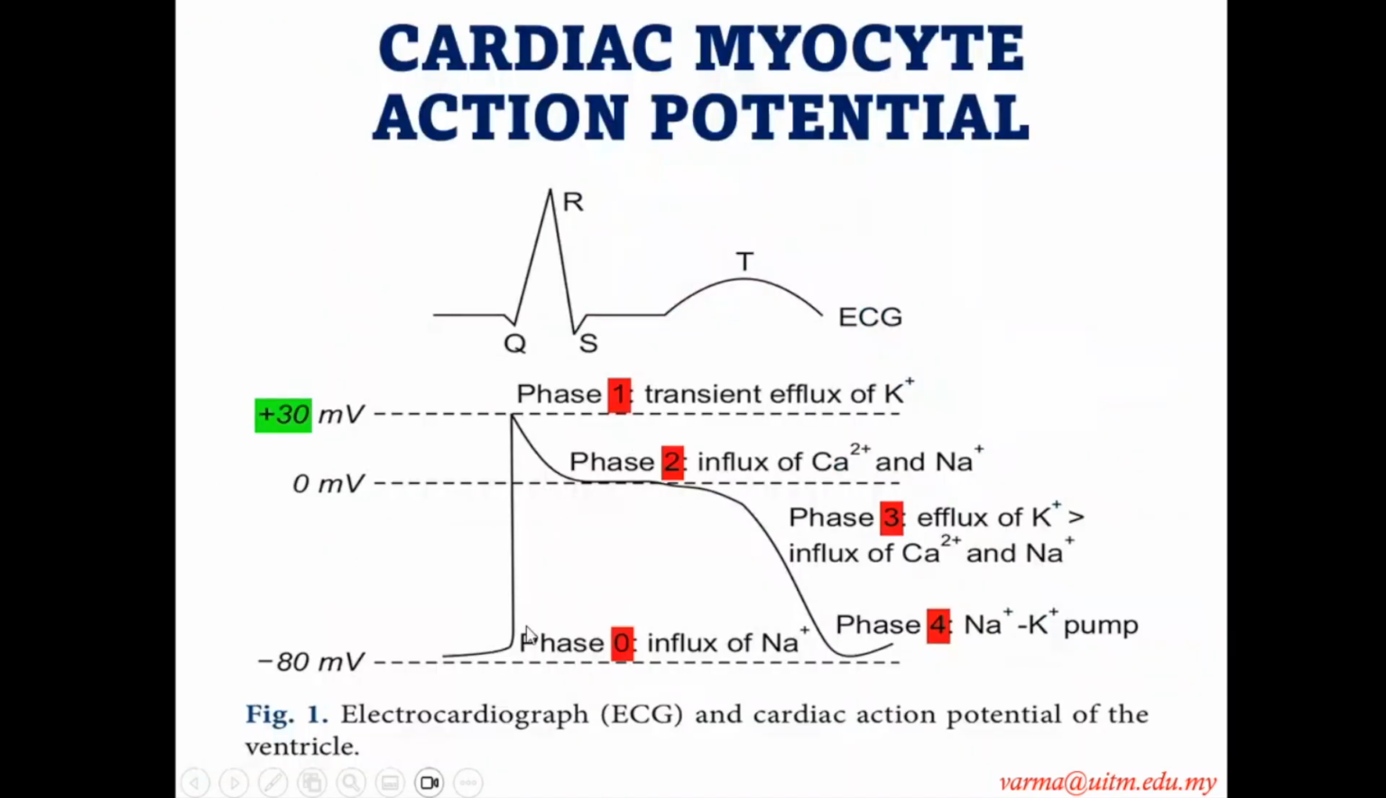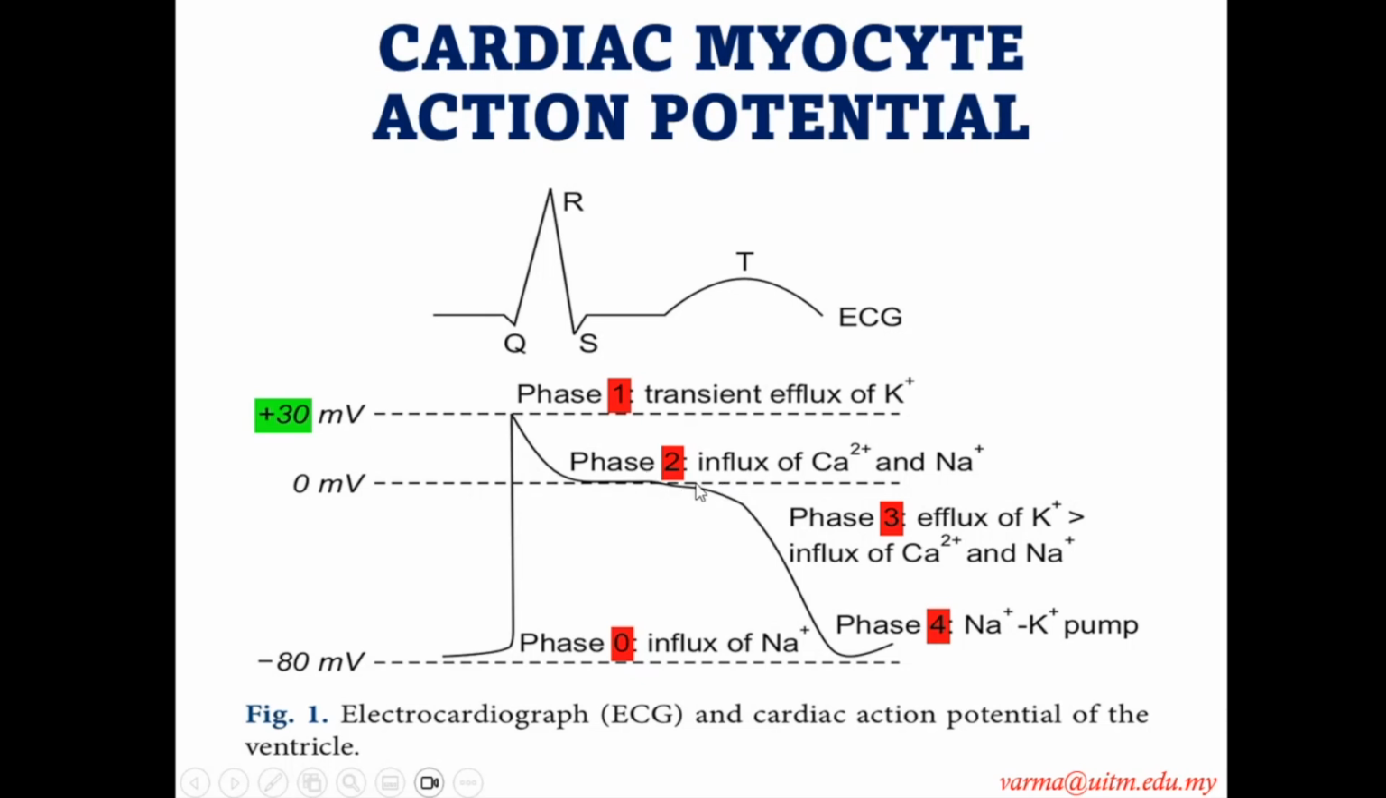This is your phase 0, the upstroke. The difference between your SAN and here is that the upstroke is similar to your skeletal muscle, because now we are talking about a myocyte, a cardiac myocyte. In the myocyte, the upstroke is the influx of sodium. So phase 0 is influx of sodium. Then we reach phase 1 when they reach positive 30 millivolts, which is a transient slow efflux of potassium, and then they come into a plateau phase.